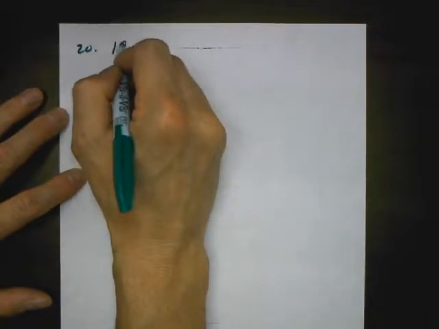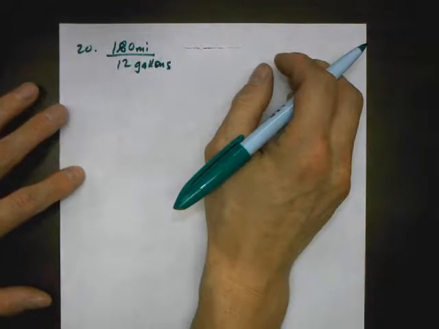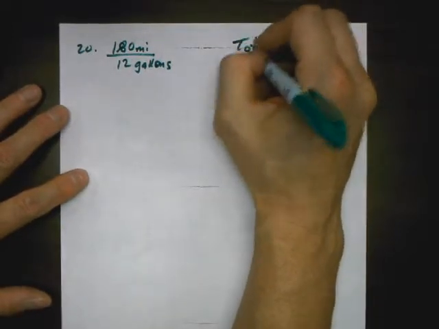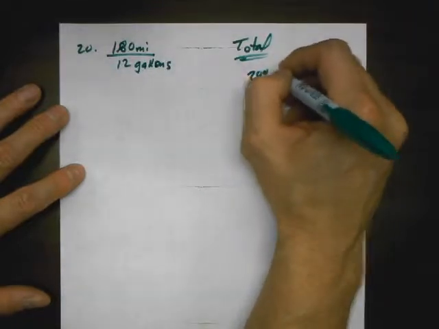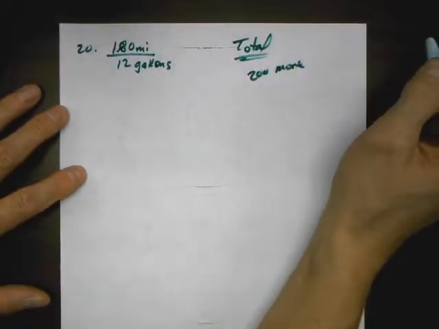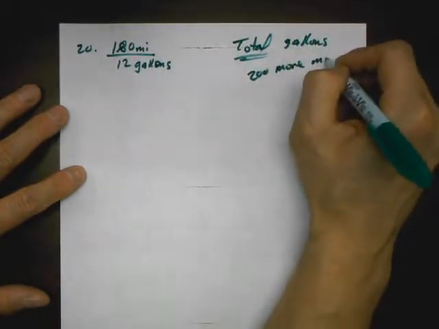Says a car used 12 gallons of gas for 180 miles. Okay, so we talk about miles per gallon in our society, right? So let's put miles on top so it makes sense to us. 180 miles per means over 12 gallons. How many total gallons? I use the word total. We're going to have to add something again. For 200 more miles, 200 additional. Total gallons for 200 more miles.